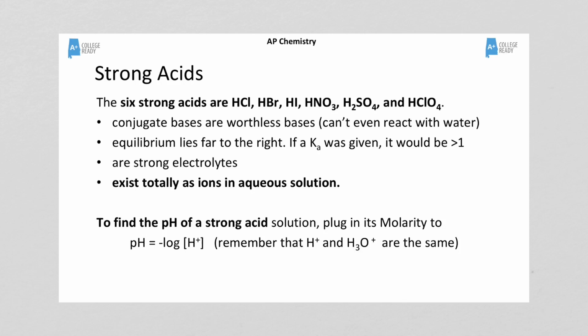If you're asked to calculate the pH of a strong acid, just take its molarity, plug it into the pH formula, the negative log of H+, and remember H+ and hydronium ion are interchangeable, and you have the pH.